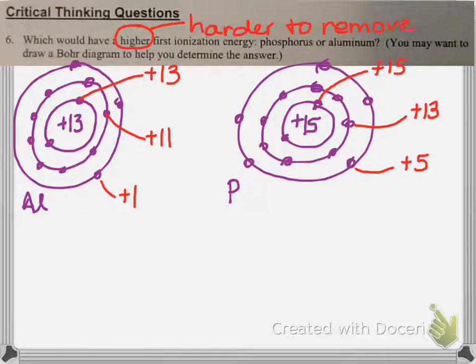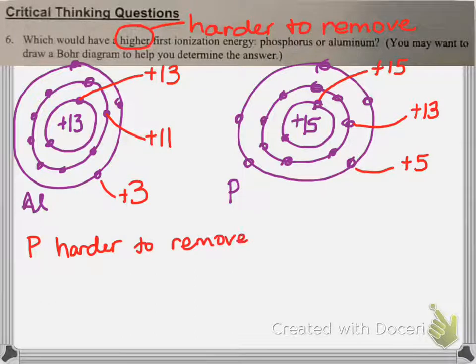So this kind of question is asking, which atom would it be harder to remove that outermost electron from? Aluminum, and I don't know why I put +1, sorry. It should be +3, right, because I have a shielding effect of 10. Sorry about that. So the question is, which one would be harder to remove? So which one is holding the electrons more tightly? So it would be harder to remove from phosphorus.